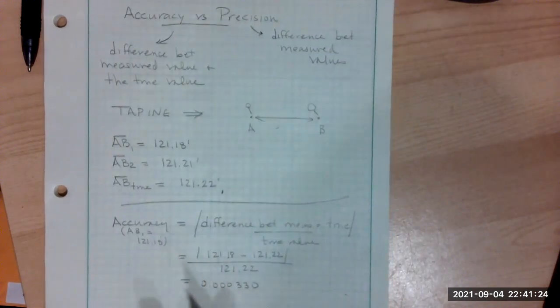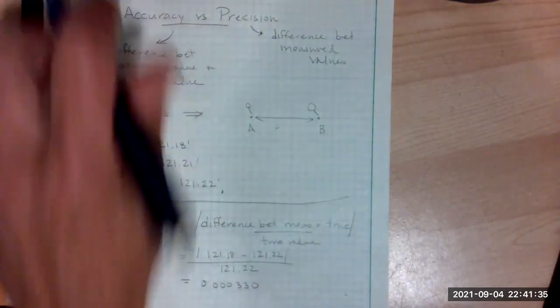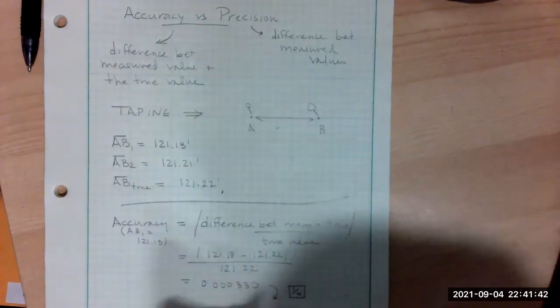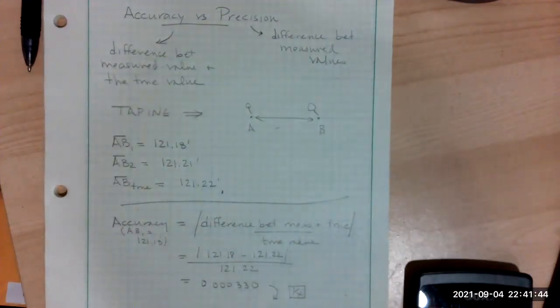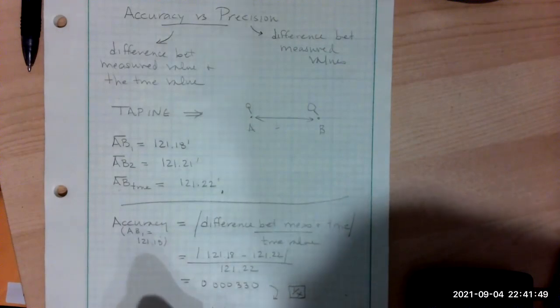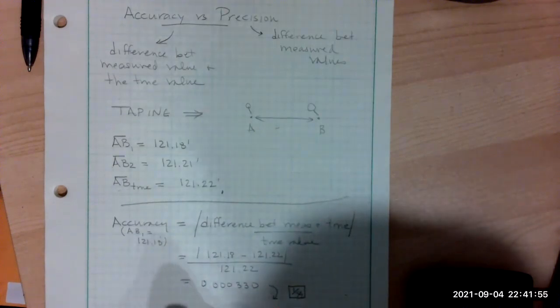Now, you may have seen in past classes, and I believe it was in chemistry, when you had to calculate the error in accuracy, you used a percent, but we don't use percents in surveying. Instead, what we do is we take this number and we hit the reciprocal button on our calculator. So I have 0.000330, and I hit the reciprocal button, and I only get X. The X turns out to be 3031.